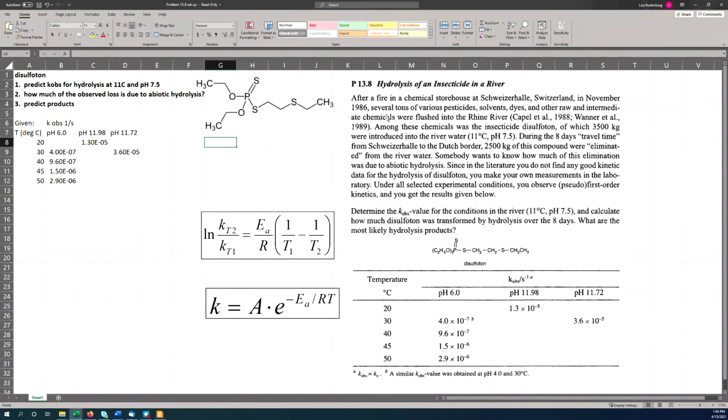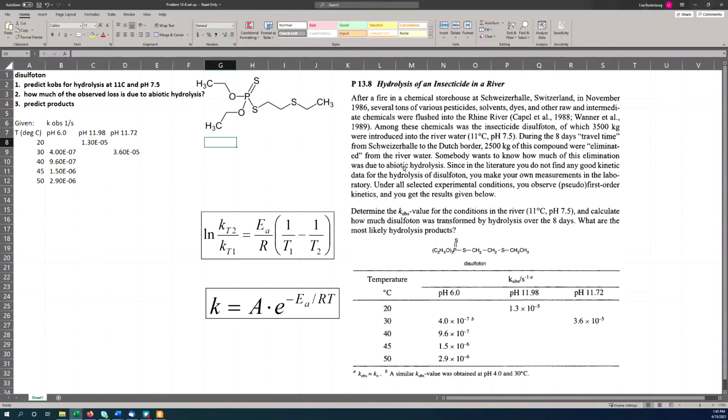So after a fire at a chemical storehouse in Switzerland, several tons of all kinds of horrible things were dumped into this nearby river, the Rhine River. Among these chemicals was the insecticide disulfoton, of which 3,500 kilograms were introduced into the river water. During 8 days of travel time from Schweizer Halle to the Dutch border, 2,500 kilograms of this compound were eliminated, i.e. they're missing. We don't know what happened to them.